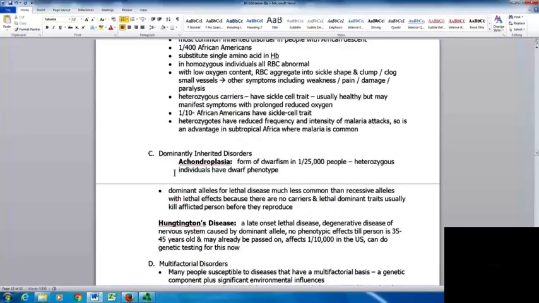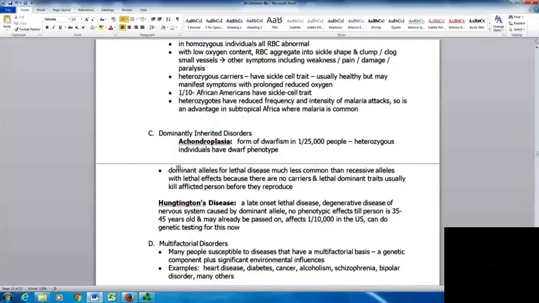For dominantly inherited disorders, achondroplasia is a form of dwarfism that affects 1 in 25,000 people. Here, the heterozygous individuals have the dwarf phenotype. Typically, dominant alleles for lethal diseases are much less common than recessive alleles, and that's because the lethal effects tend to usually kill the afflicted person before they're able to reproduce and not get passed on as frequently.